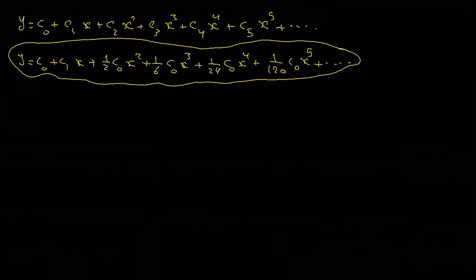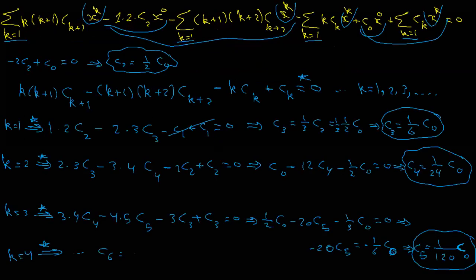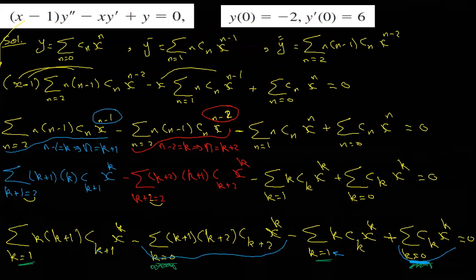Count them, please. How many constants? 2. Only C0 and C1. Actually, if you don't have initial conditions, stop. You finish the solution. But if you have initial conditions, notice now we have two initial conditions: y at 0 equal -2 and the derivative.